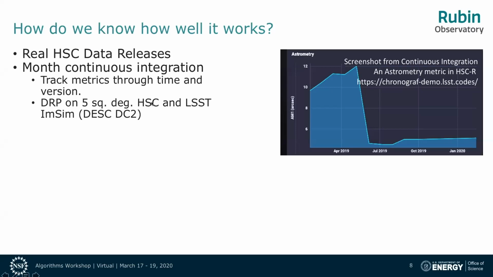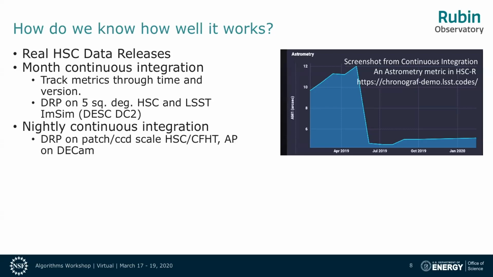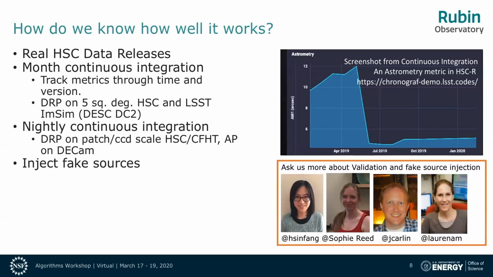We do this for both HSC and LSST image simulations donated kindly through DESC's Data Challenge 2. We also run a nightly continuous integration on smaller data sets on both HSC and CFHT, and we run the alert production pipeline on DECam because there is no atmospheric dispersion corrector and the image differencing performance is closer to what we will see with LSST. Finally, we have the ability to inject fake sources to recover completeness and detection thresholds.